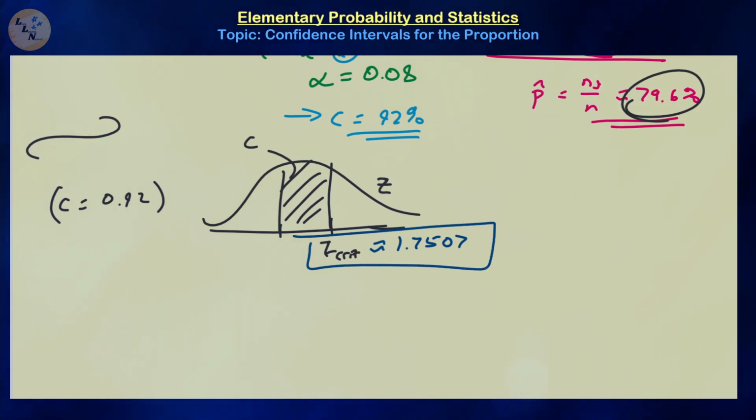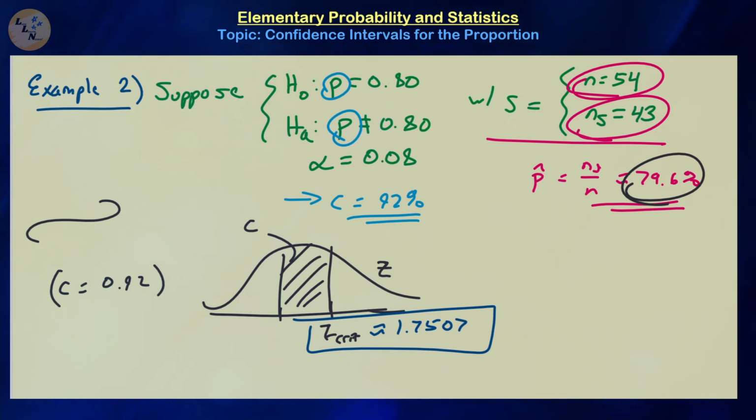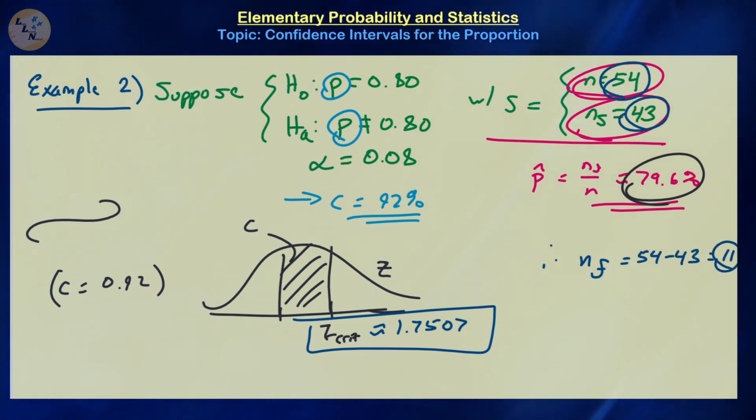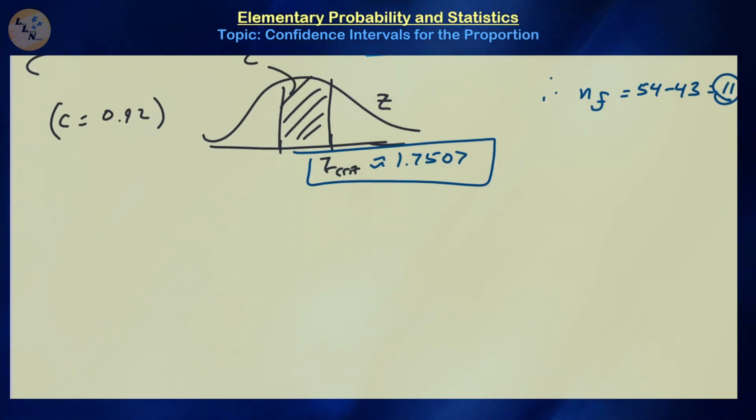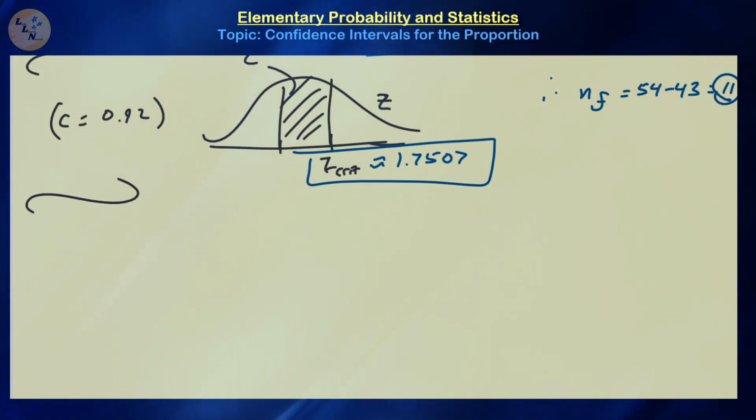Now, if the number of successes in our sample was 43 and our sample size was 54, that means the number of failures in this particular sample is going to be 54 minus 43, which is going to come out to 11, because we're going to need that in our nicer representation for the Wilson score interval. So now let us calculate the middle of our confidence interval.